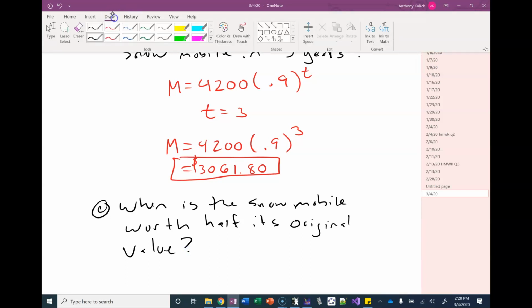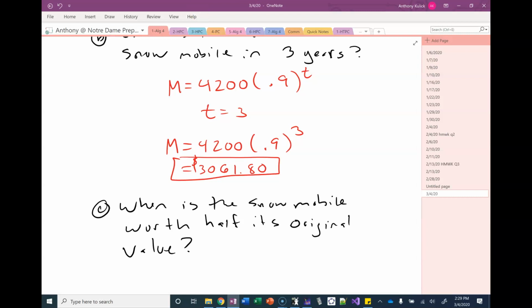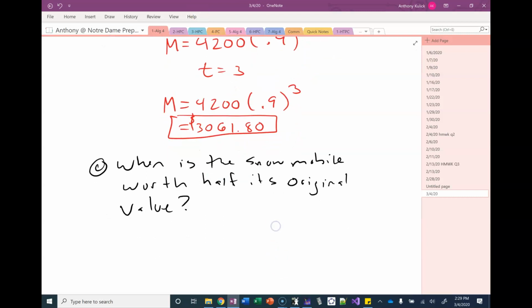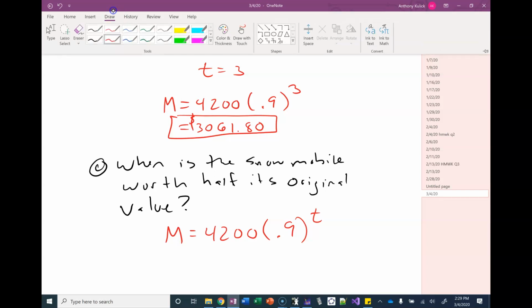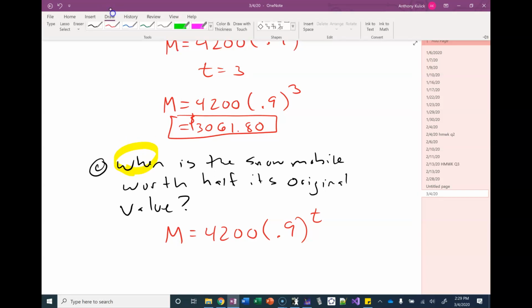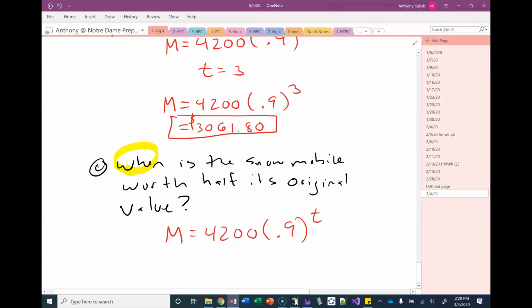So our next question says, when is the snowmobile worth half of its original value? So again, we'll start with our model that we made in the first part. In this case, which are we looking for, M or T? T, how do you know? When is a time question, right? Okay. So to solve for T, we need to know what M is. What is M going to be in this case?